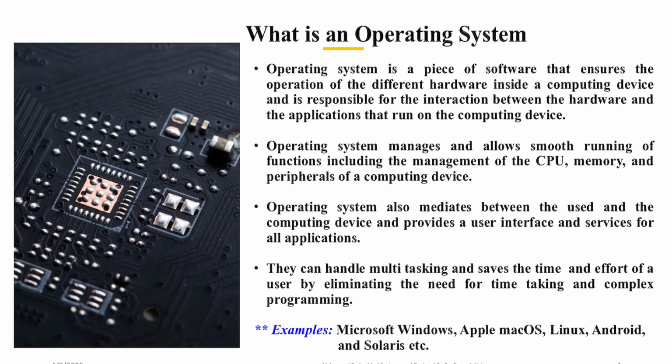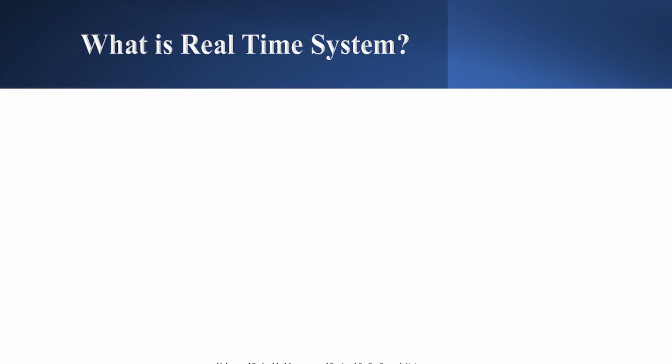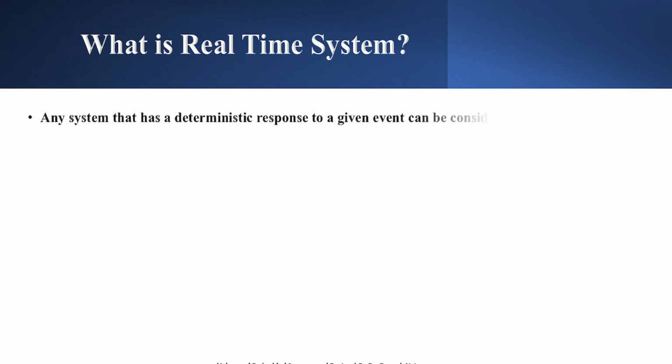Now the question comes, what is a real time system? Because when we are going to study real time operating system and we have defined what is an operating system, the question comes, what is a real time system for which we need an operating system? So any system that has a deterministic response to a given event is called a real time system. Deterministic response means, suppose I triggered a switch.